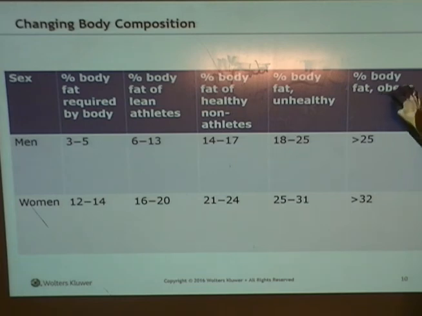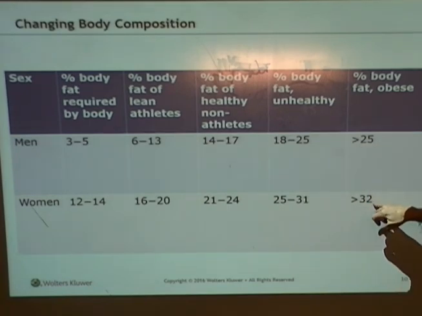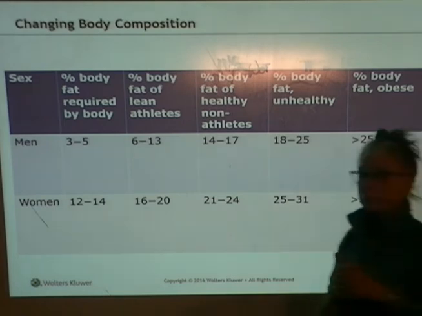Obesity, percentage body fat. So this is a better way to identify if someone is obese rather than BMI. So ideally, if the BMI indicated that, you would then get a real body fat percentage test done, okay? So over 25% for men and over 32% for women.